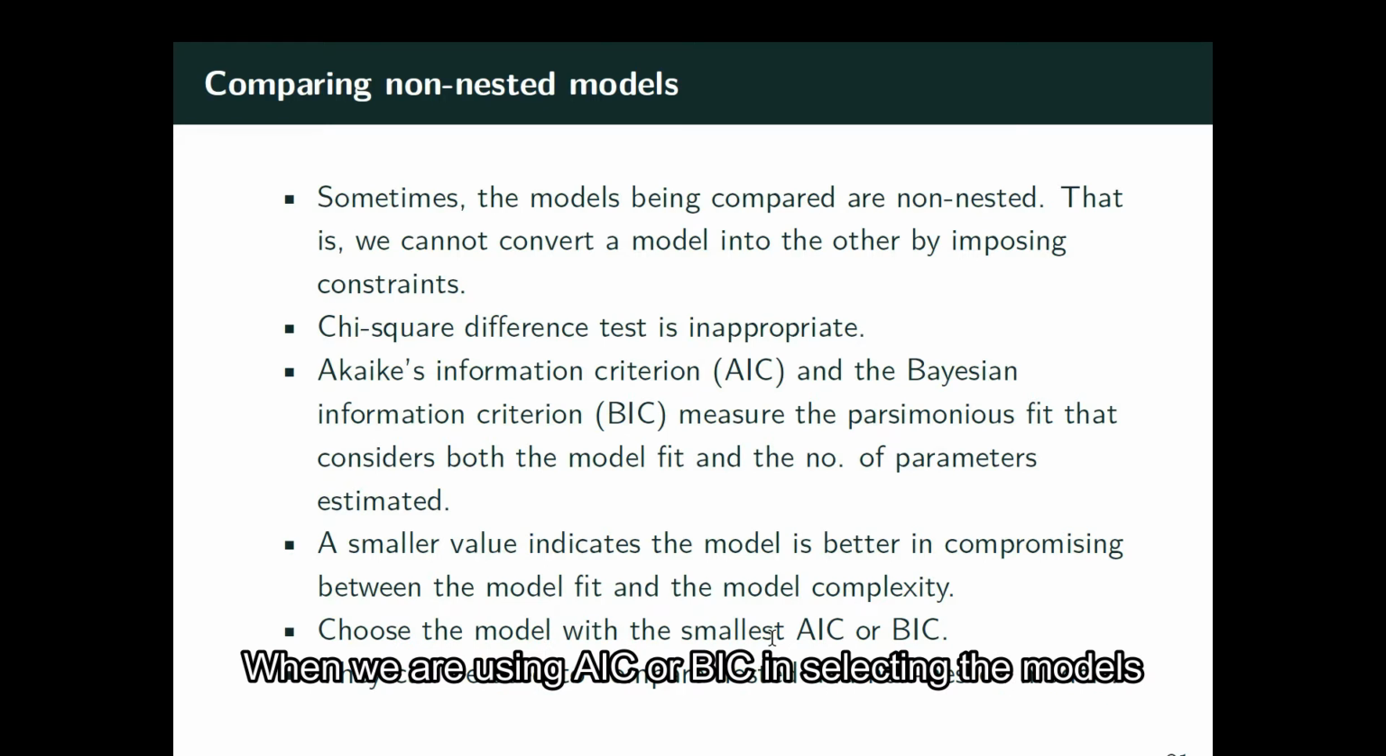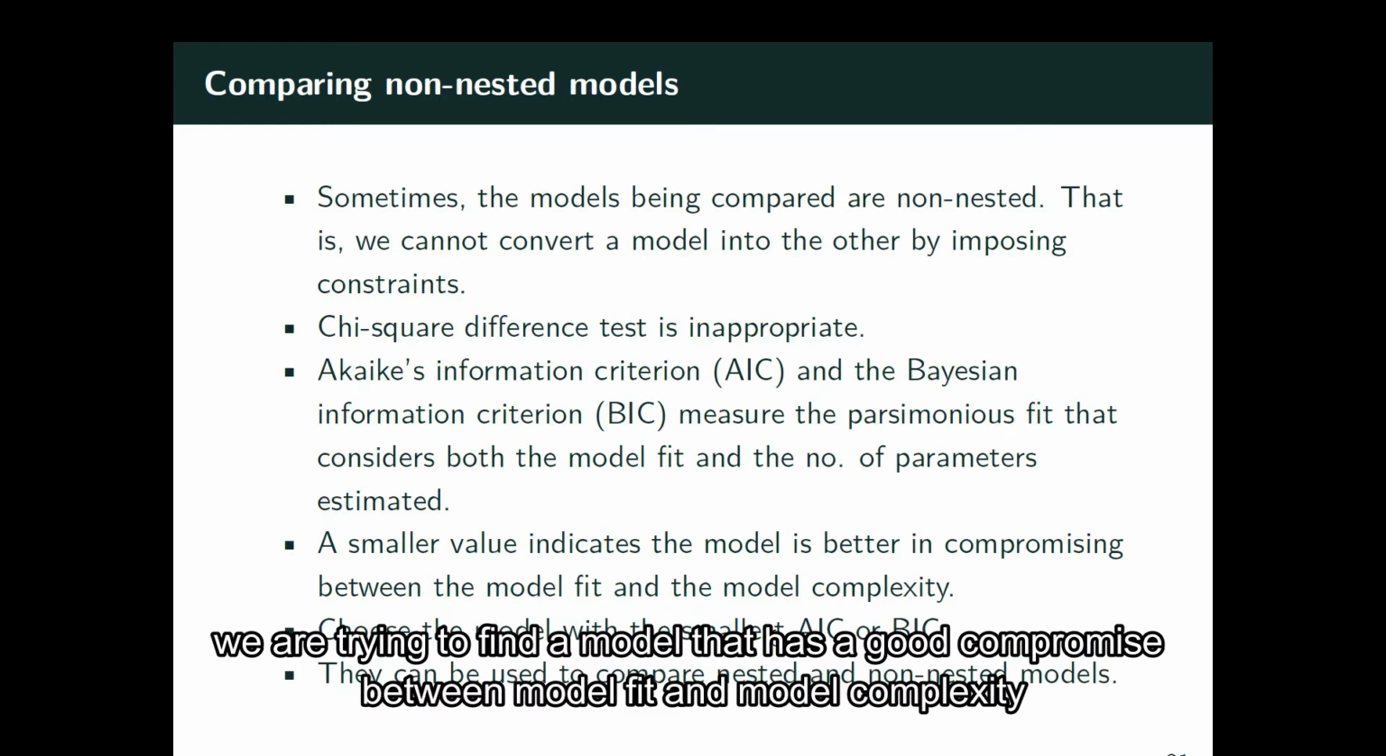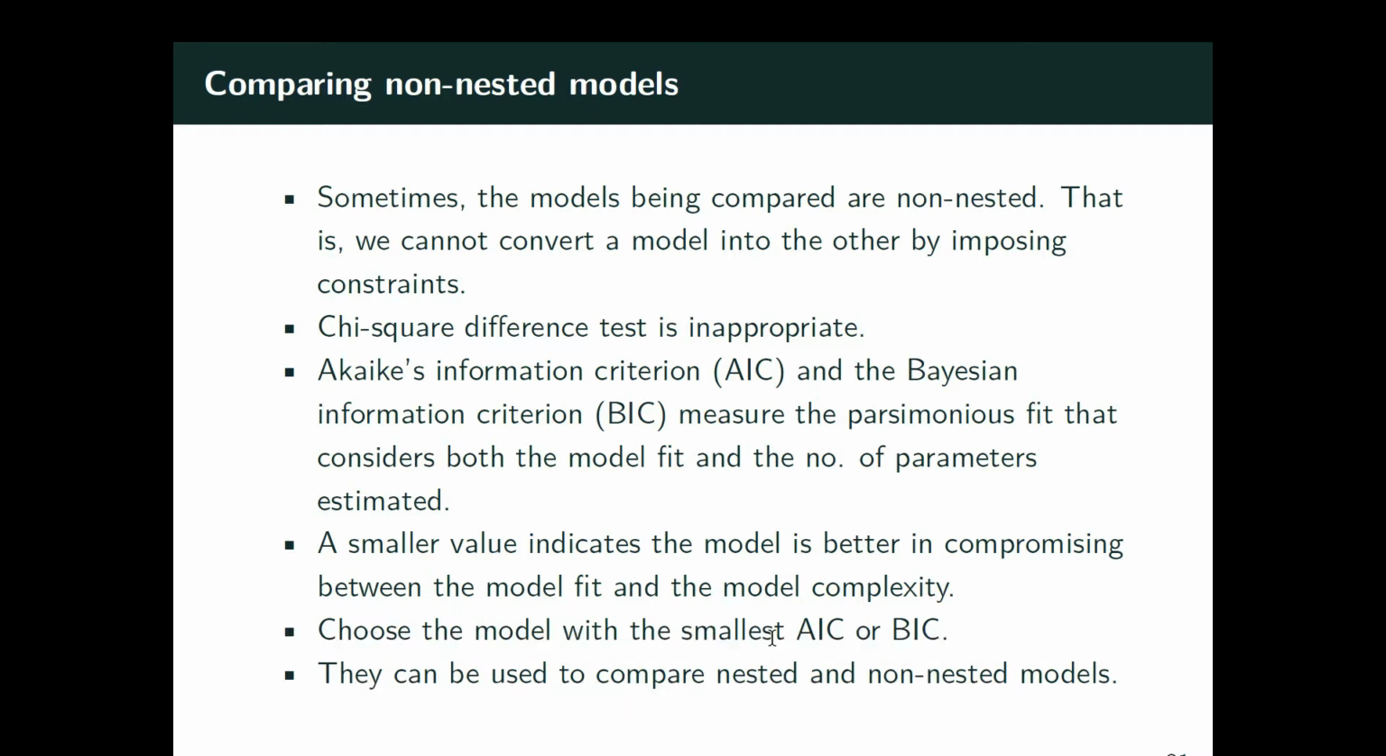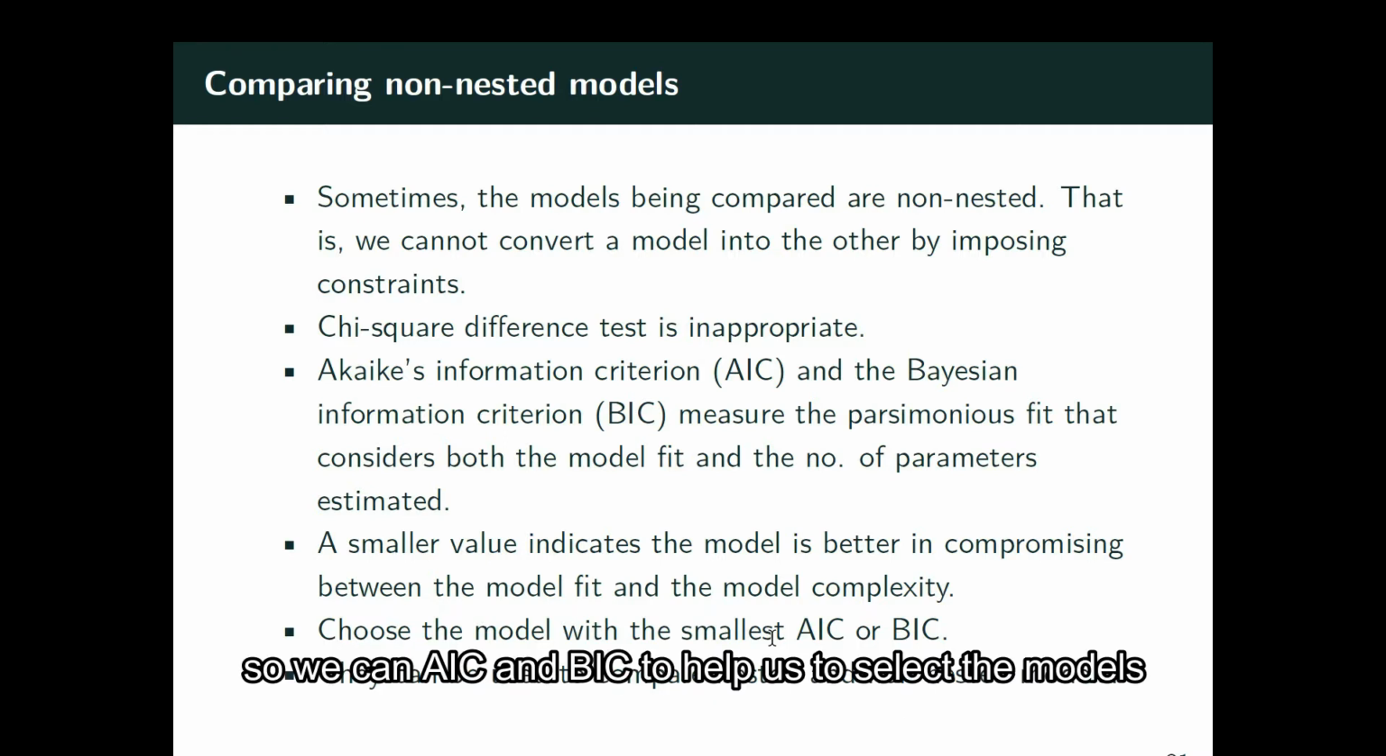When we are using AIC or BIC in selecting the models, we are trying to find a model that has a good compromise between model fit and model complexity. It means we want the model to have a good fit for the data, and at the same time, it's not too complicated. So we can use AIC or BIC to help us select the models.